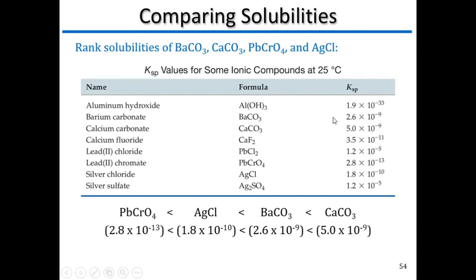Then all I have to do is look at my chart and find my Ksp value, and I can order them. Again, a smaller Ksp value is less soluble. So here, chromate, 10 to the minus 13, compared to silver chloride, 10 to the minus 10. If I have a small Ksp value, this is going to be less soluble. So 2.8 times 10 to the minus 13 is smaller than something like 5.0 times 10 to the minus 9. That's how you can compare solubilities using similar salts. You can use Ksp to compare that way.